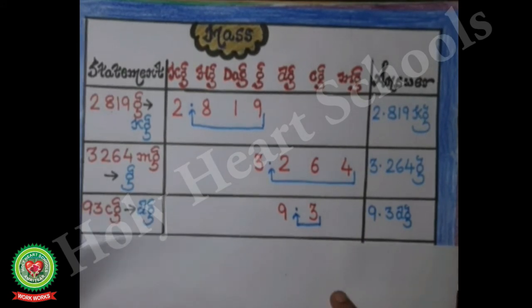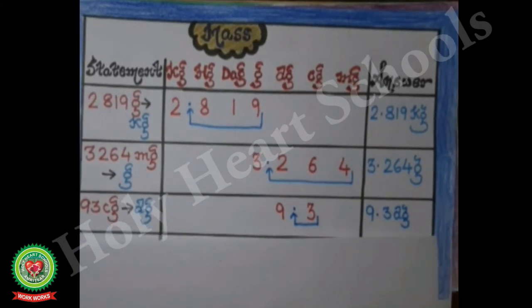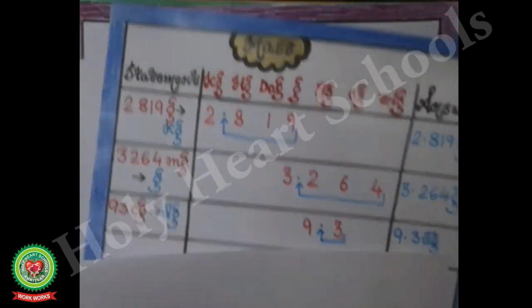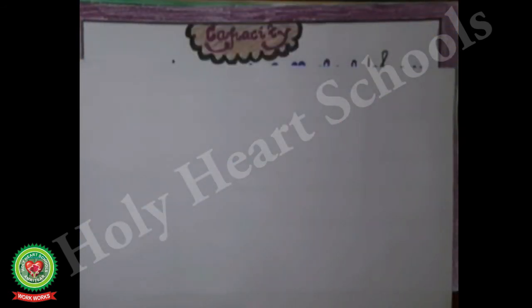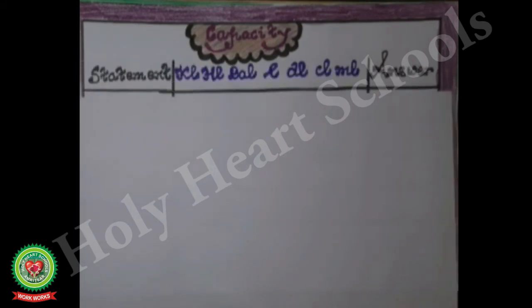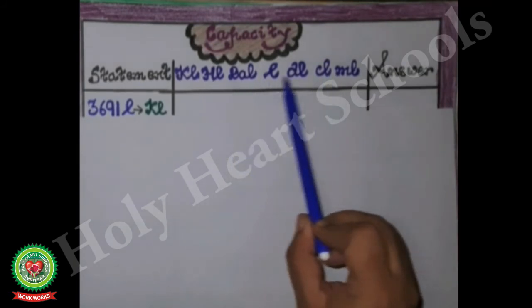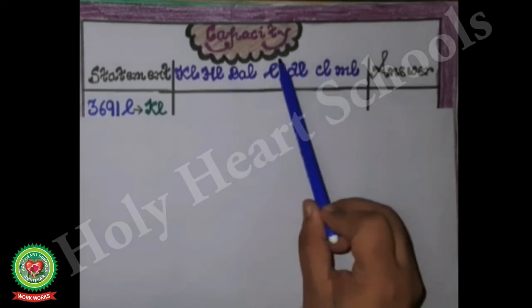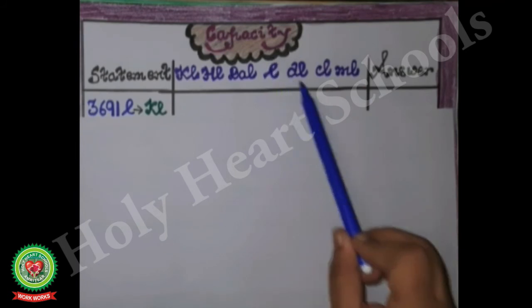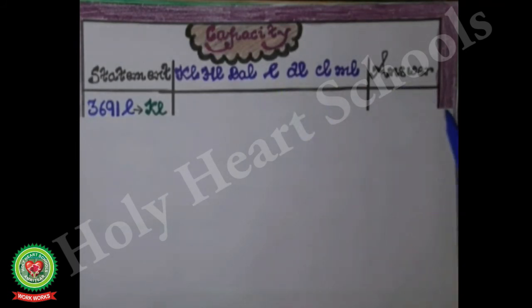Now students, let's take examples of capacity. That means when the statement is given in kiloliters, liters, etc. Now, what we will do? First of all, we will make 3 columns. In the first column, we will write down the statement. In the center column, we will write down the metric system table of capacity. And in the third column, we will write down the answer.